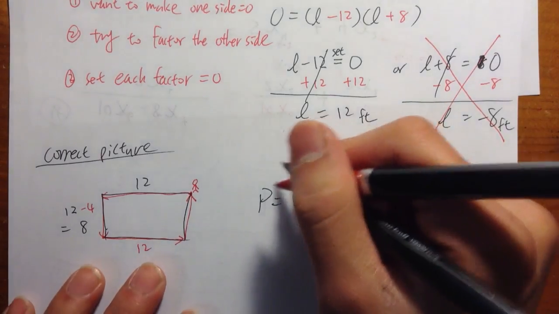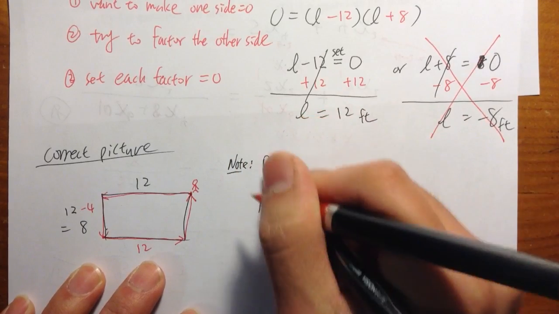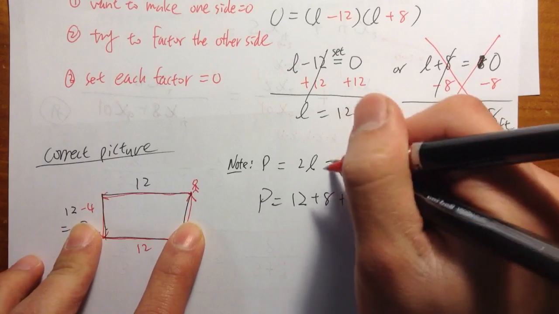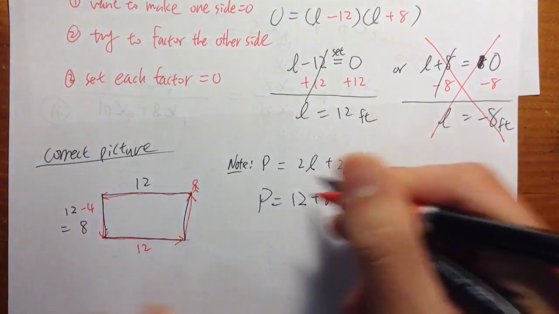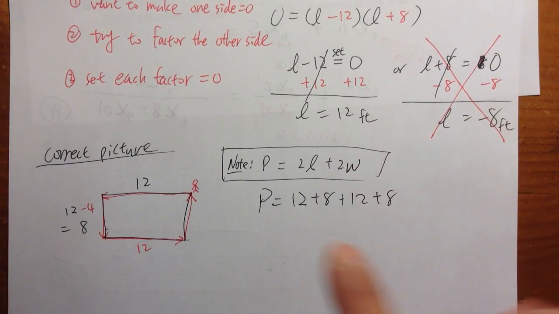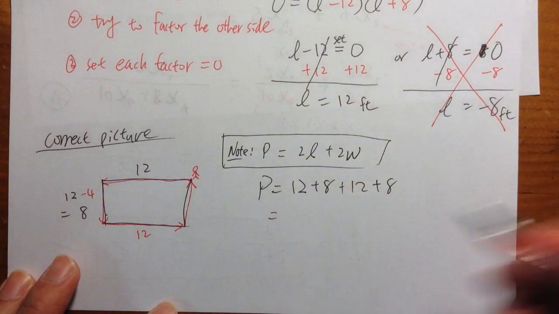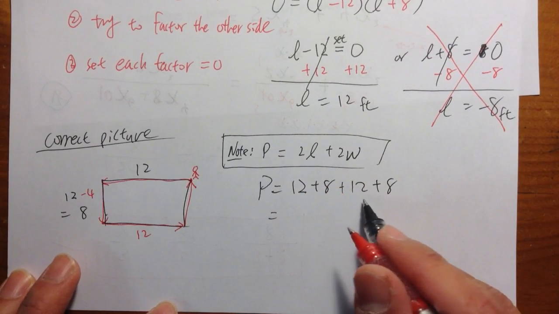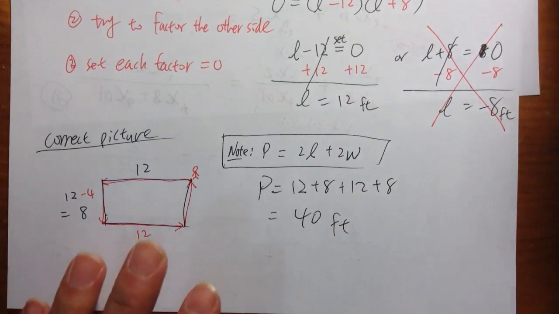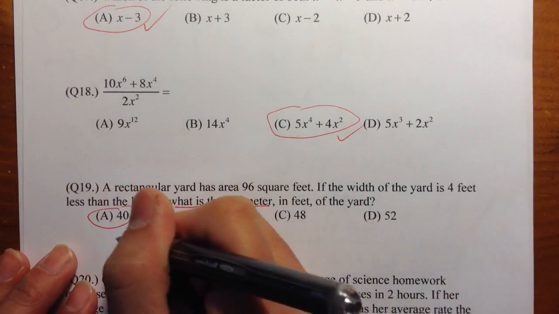So there's also a formula for this if you would like to know. So make a note. You can also write this as P is equal to 2L, because you have two lengths, and two widths, 2W. You can also use that. But this is the idea. You run around it once. So either way, 12 plus 8 is 20, plus 12 plus 8. Altogether you get 40. So 40 feet for the perimeter. And let's take a look. That's 40 feet. So choice 8. That's it.